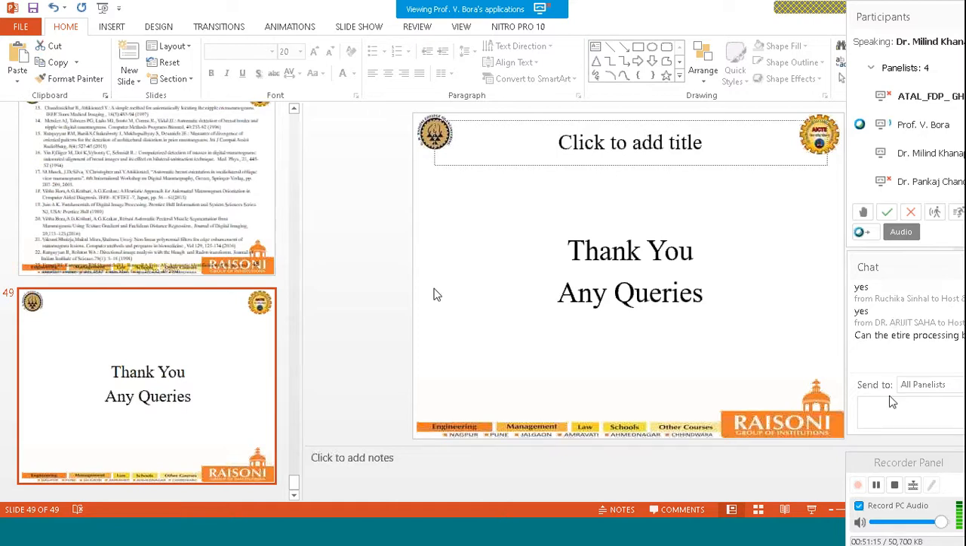Can the entire processing be done through MATLAB? Yes. I had done it through MATLAB. This can be done through Python also, actually, but I had done it through MATLAB. The UI was developed in MATLAB.